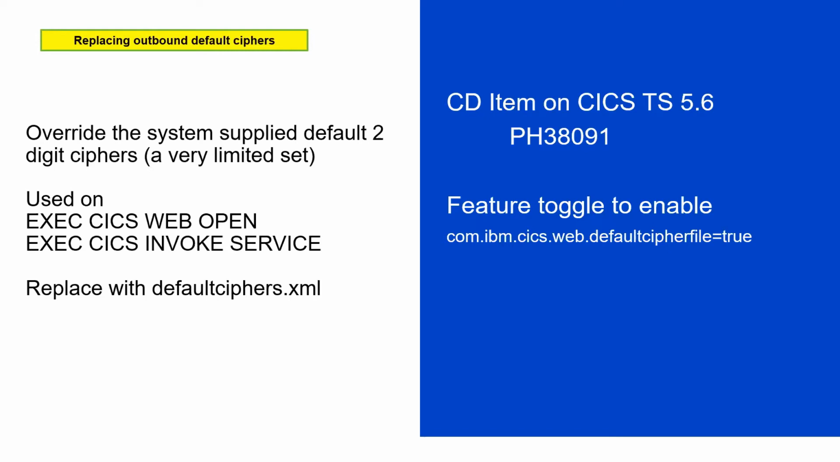So what we provided for them, and this is on 5.6, is an APAR, which has just been released this week, which has the ciphers in the default ciphers XML used in place of the default ciphers on the web request and also on the invoke service requests. Because this is obviously a change in behavior, as with all of our D-type APARs, all of our new support that we introduced in CD, we feature toggle this as disabled by default, and you enable it by the feature toggle that's mentioned there.